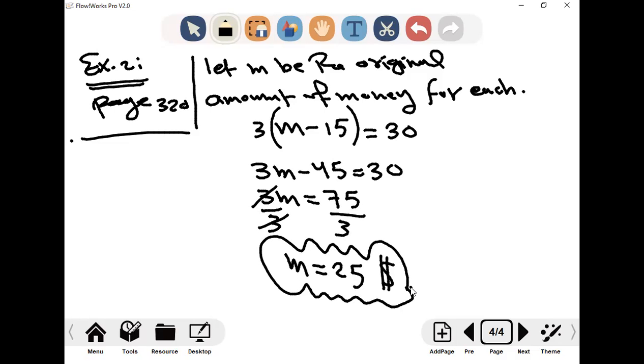Now let's check it mentally, right? Each one originally has 25. Me and my two cousins: 25, 25, 25. I pay 15. How much do I still have? 10. My 25, minus 15. He paid 15. How much does he still have? 10, 10, 10. Together, that is the rest of the money, right? Done?